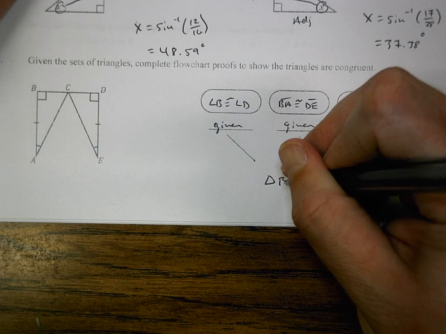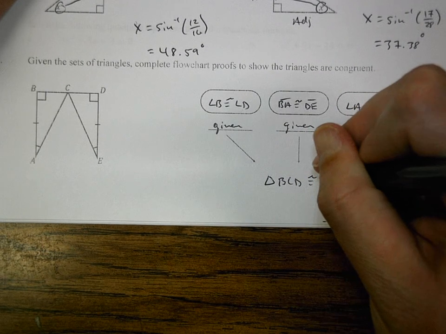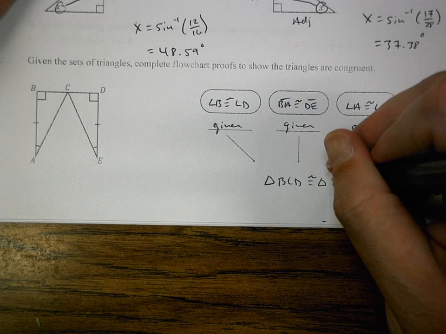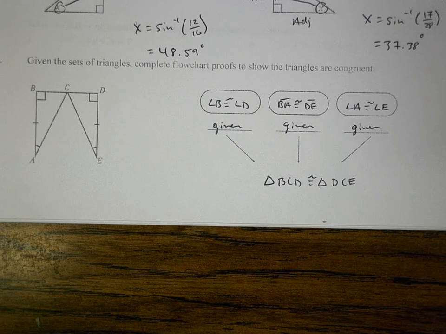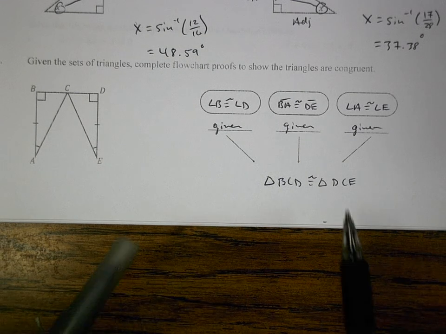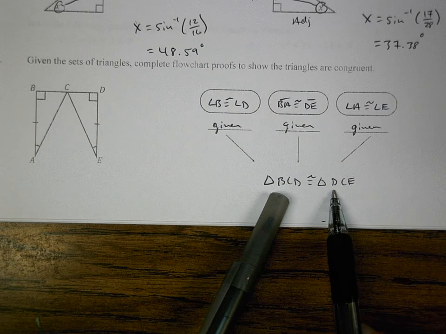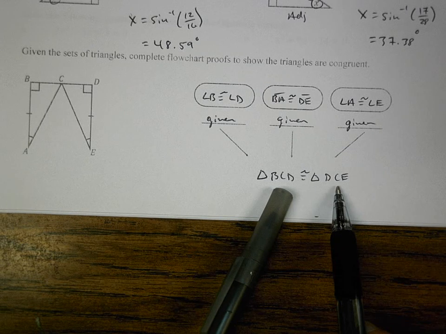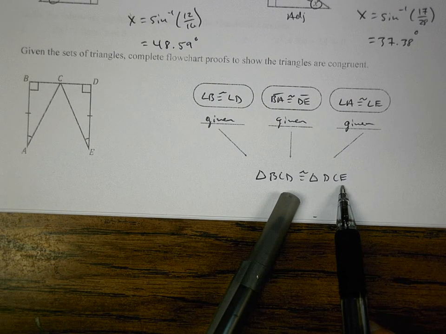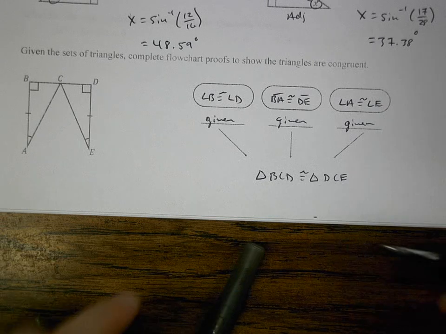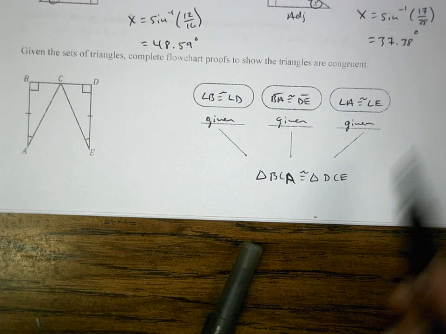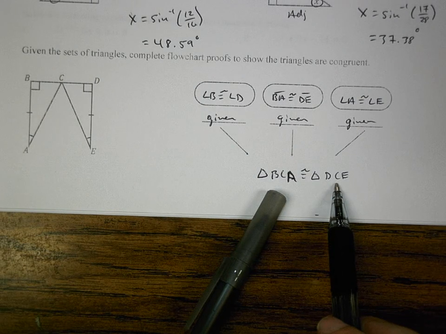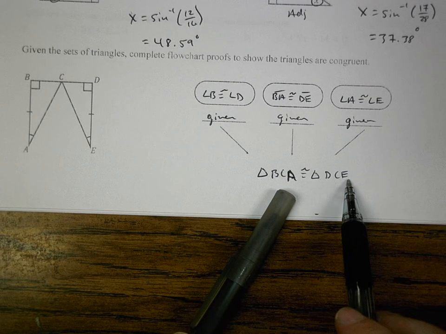Triangle BCD is congruent to triangle DCE, and it's only important that you make sure that the letters line up. For example, B and D are congruent, so they need to be in the same position, first position. C and C are good. Angles BCA, I am so sorry. Okay. So B and D, C and C, A and E were congruent, so they need to match up.